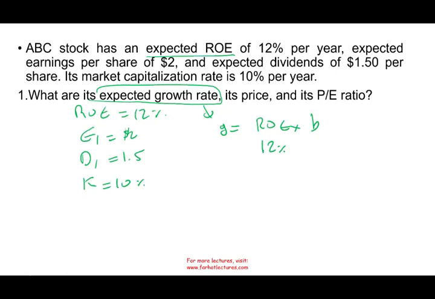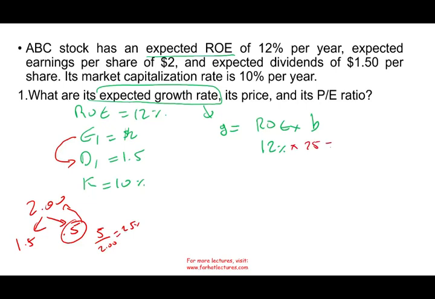Well, let's see if we could find this out. If we're going to be making $2, and of that $2, we're going to pay a dividend of $1.50, what does that mean? It means we're keeping 50 cents. So if we take 50 pennies divided by $2, 50 divided by 2, it's going to give us a rate of 25%. So 12 times 25%, now we have the growth rate G equal to 3%. So we just computed G.